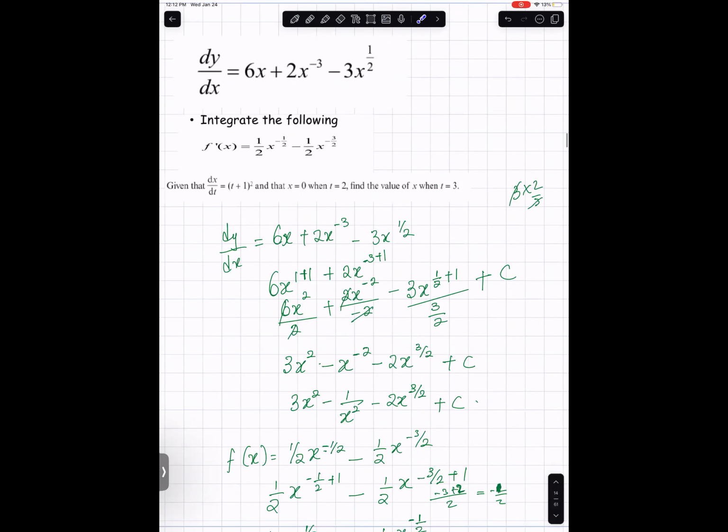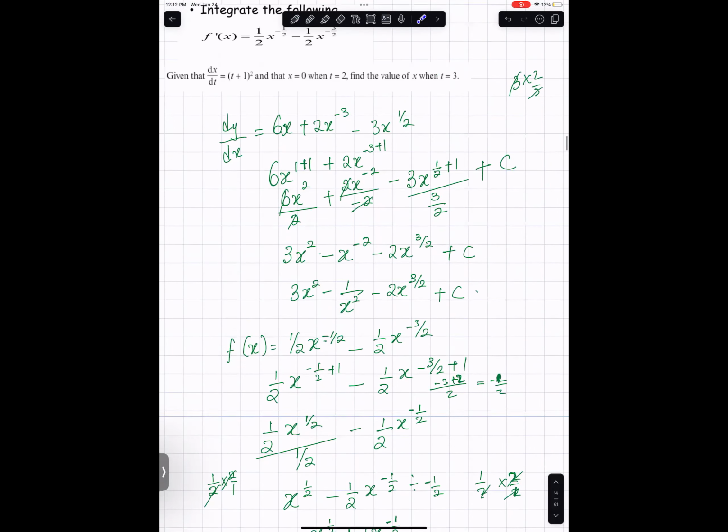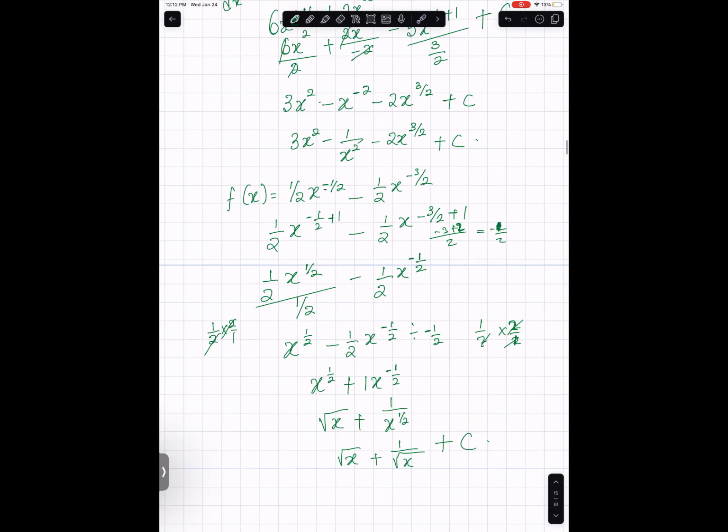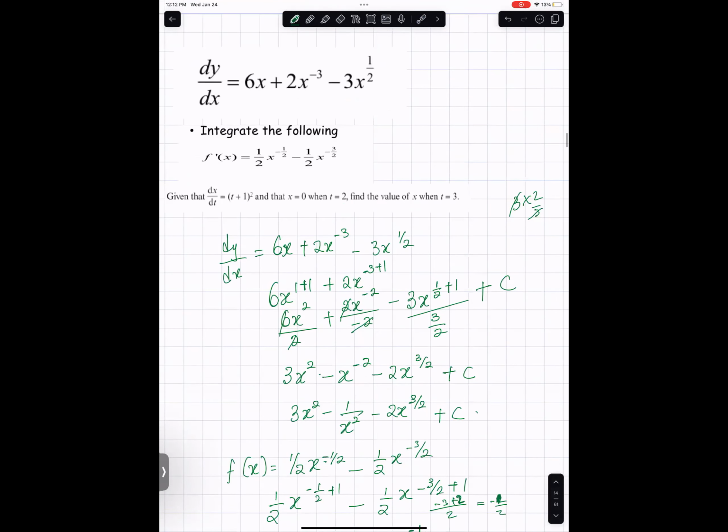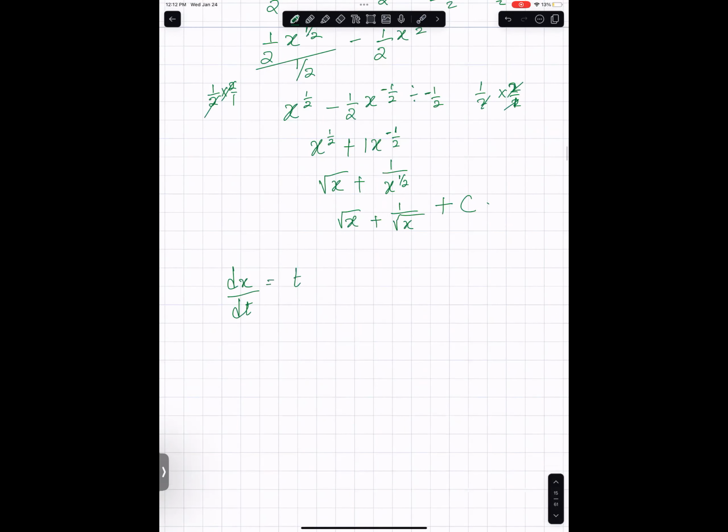So the last one on that, we have dx/dt equals t plus 1 squared. So on this, I'll just have to expand t plus 1, t plus 1. So expanding t plus 1 will give us what? t squared plus t plus t plus 1. So that will give us t squared plus 2t plus 1.